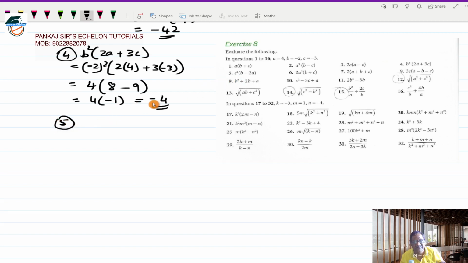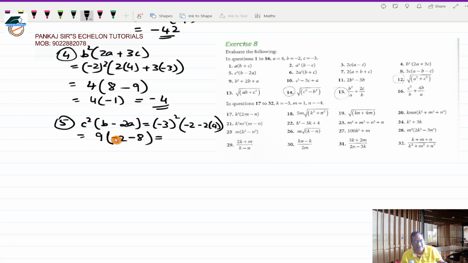Fifth, it's c square times b minus 2a. This will be equal to c is minus 3 square times b is how much? Minus 2 and minus 2 into a. A is how much? 4. Fine. So this will work out to now minus 3 square will be, minus square is plus, and 3 square is 9. So it will be 9. And then I'll have a bracket. Then I have a minus 2. And this will be minus 2 times 4 will be minus 8.